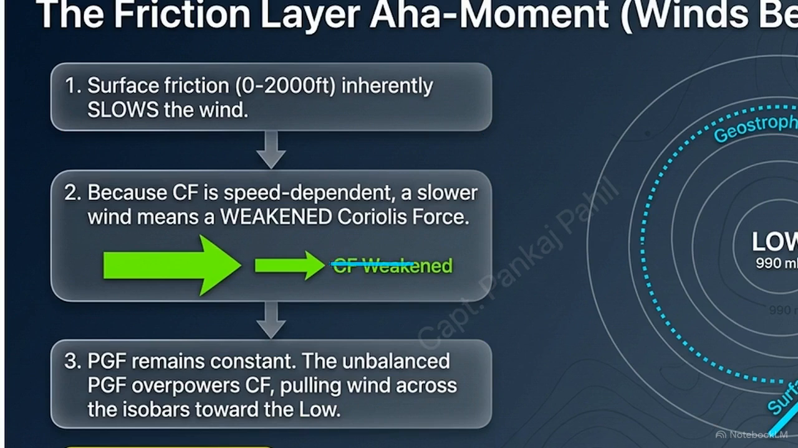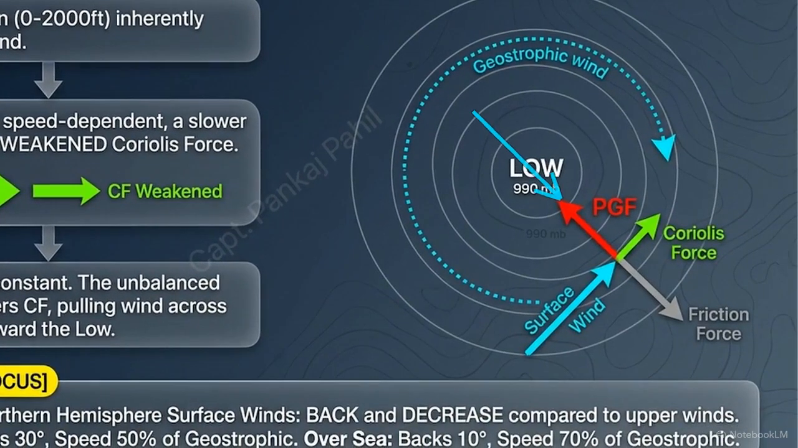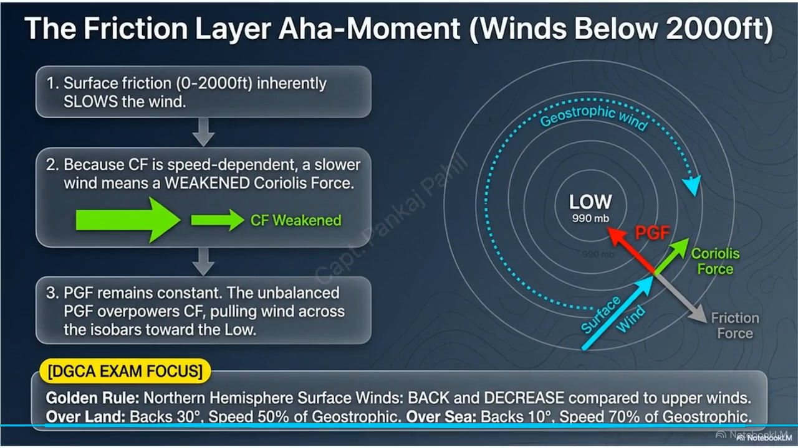Look at the resulting vector on the right. The pressure gradient force remains constant, but it is no longer balanced by Coriolis. The unopposed PGF physically drags the surface wind across the isobars, angling it inward toward the low. This exact mechanical imbalance creates the DGCA golden rule for the northern hemisphere. Surface winds will always back and decrease in speed compared to the upper geostrophic winds.